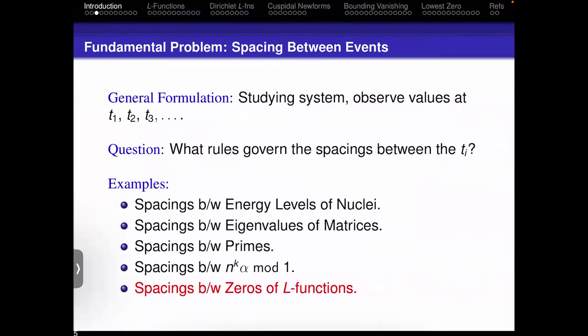Okay, so the general formulation of what I'm doing is I am looking to understand spacings between events. There's lots of events you can do. It could be waiting lines in banks. Banks now have just one line that feeds into whichever teller is available next, rather than four lines. So there's a lot of interest in studying how long you have to wait until something interesting happens. We will focus primarily on zeros of L-functions. A lot of the subject began in trying to understand the behavior of heavy nuclei.